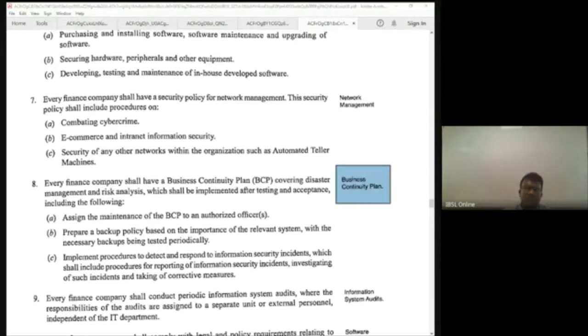BCP, Business Continuity Plan. Right? LTTE was completely destroyed. Contrast to that, another similar organization, JVP, in 1987-89, they were completely destroyed. But within 2 years, they came back and won 40 seats in parliament. Tell me why JVP could continue, but LTTE could not continue. One very simple reasoning. What was that?